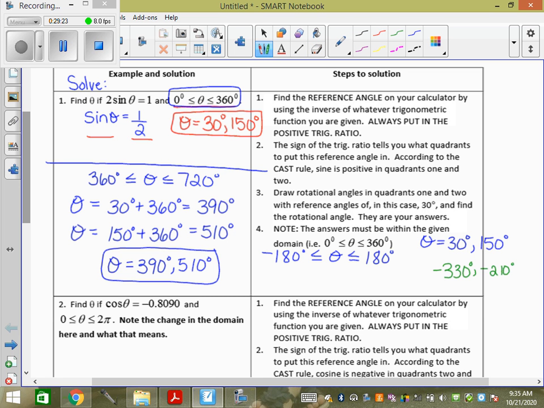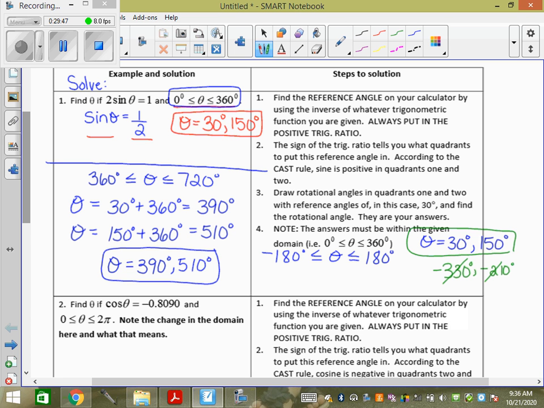Do those two fit in the domain of negative 180 to 180? No, because they're bigger than 180, right? Negative 180. So these two actually wouldn't fit. So I'd actually get the same answer as the beginning if they had restricted it from negative 180 to 180, because sine is positive in the first two quadrants. Okay?